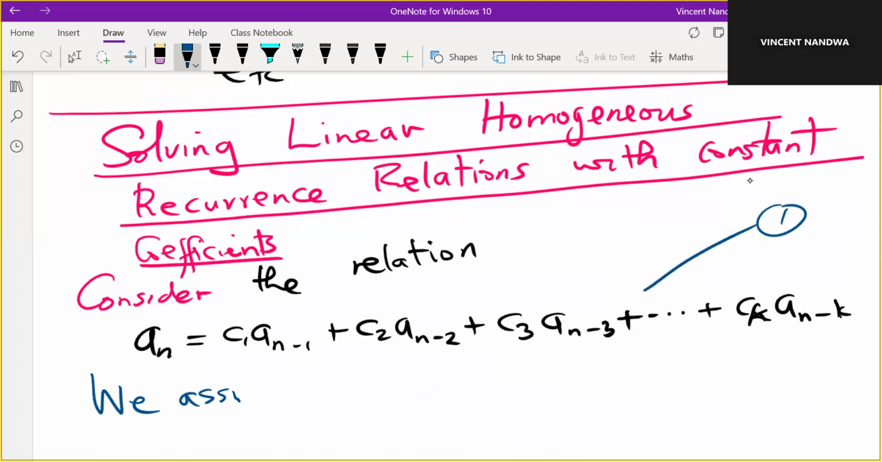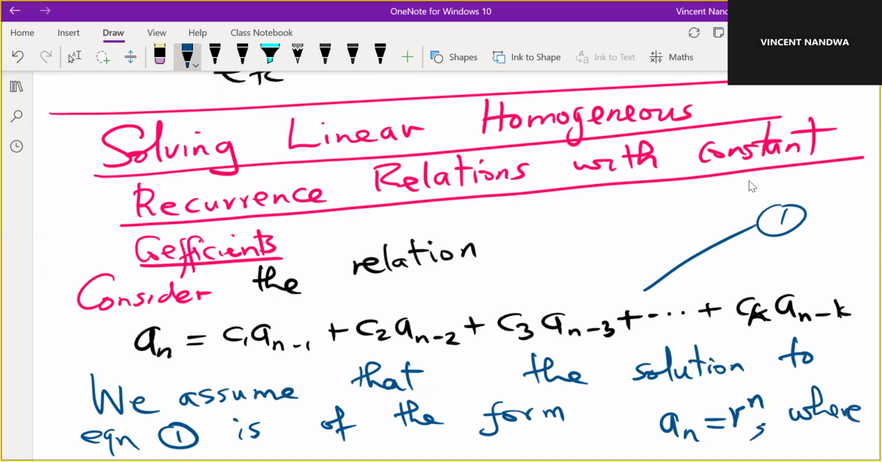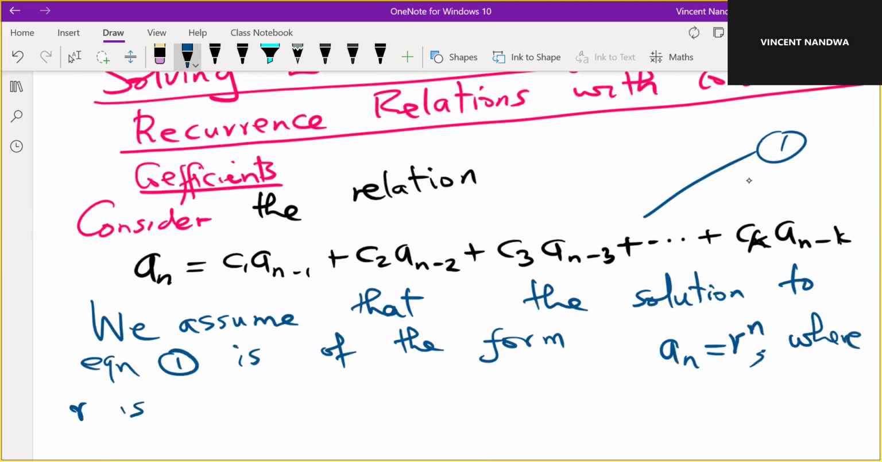Assume that the solution to equation 1 is of the form a_n equals r to the power n, where r is a non-zero constant.